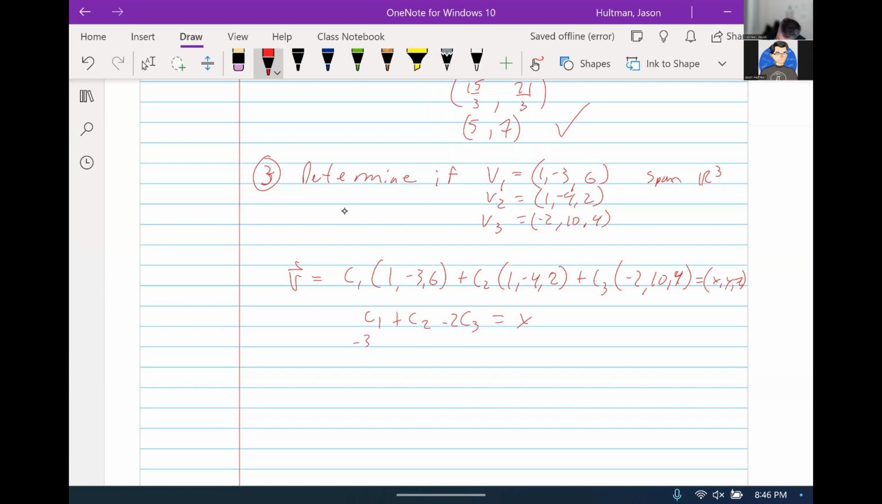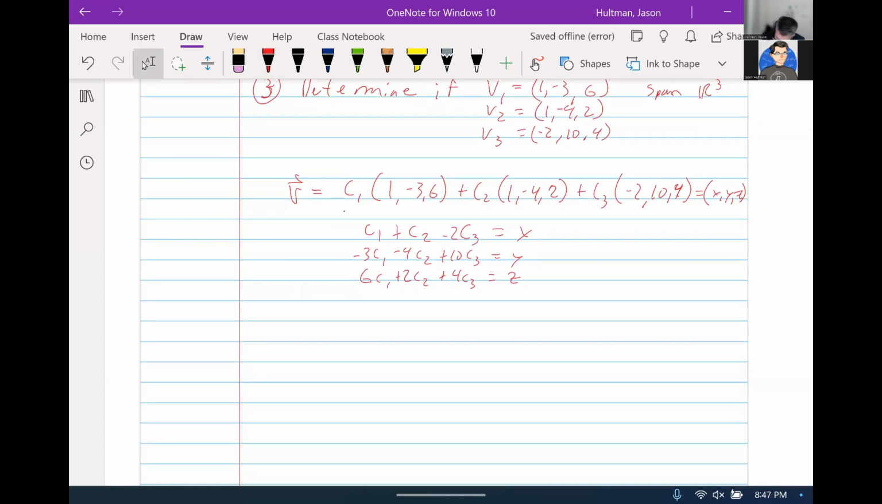The next one, I'm just distributing the C1, C2s, and C3s: -3C1 minus 4C2 plus 10C3 is equal to Y, and 6C1 plus 2C2 plus 4C3 is equal to Z. We can create a matrix A out of the coefficients here: 1, 1, -2, -3, -4, 10, and 6, 2, 4.